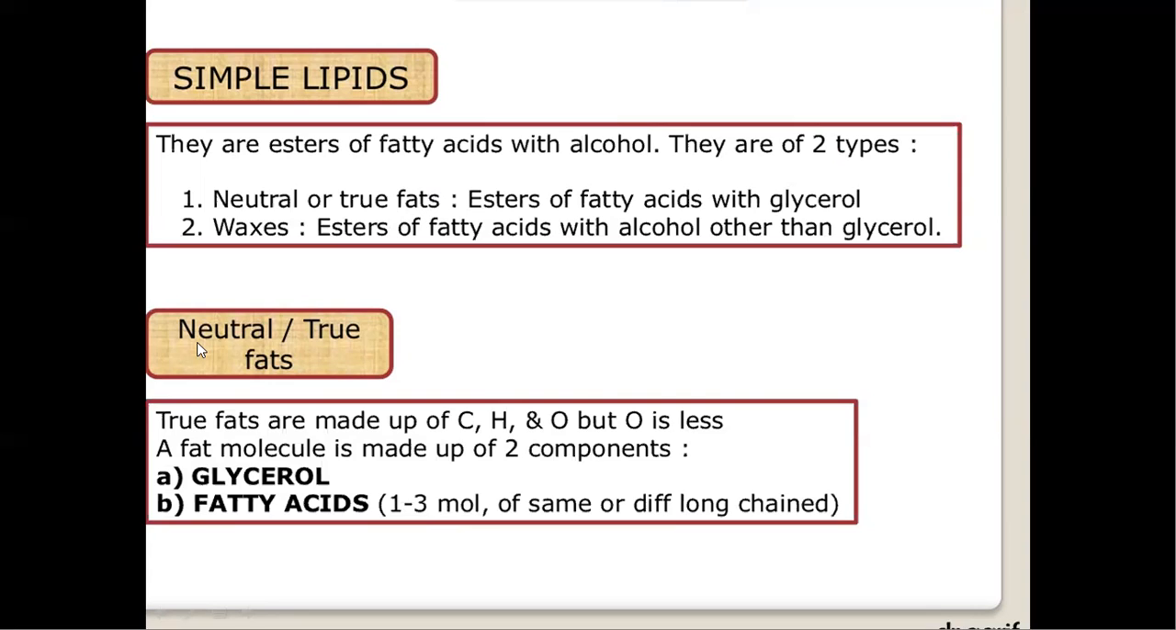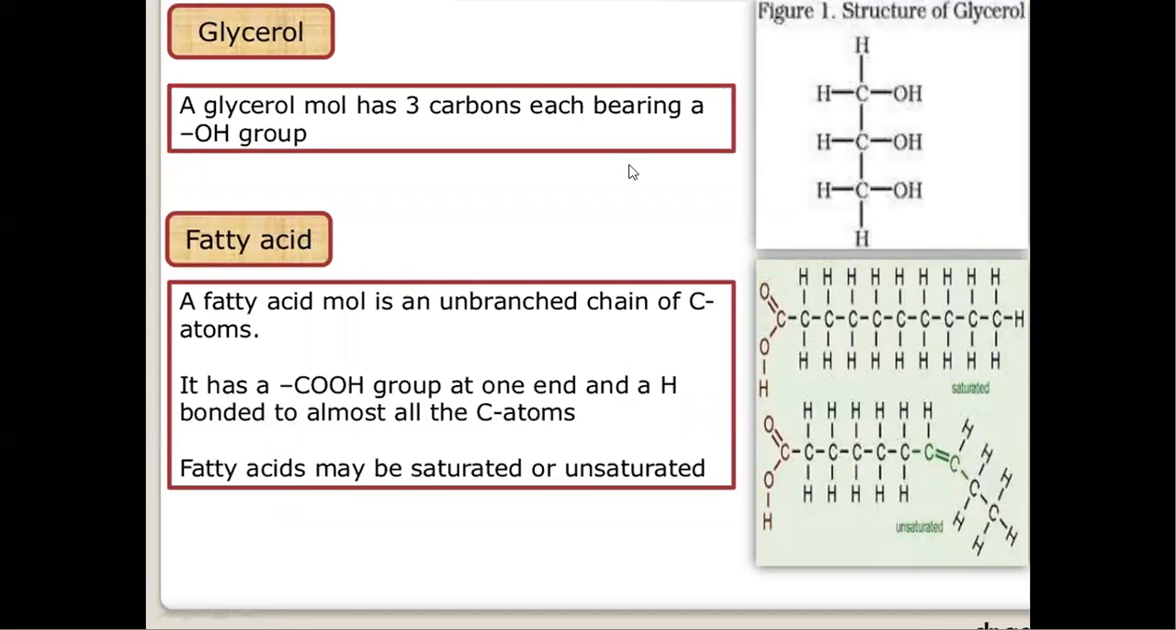And neutral or true fats are made of two components, glycerol and fatty acids. Glycerol is a 3 carbon compound. Here is the glycerol structure, which has 3 carbons with 3 hydroxyl groups attached. Next, fatty acid. A fatty acid has a long chain. Most of the time it has single bonds, but sometimes it has double bonds also.